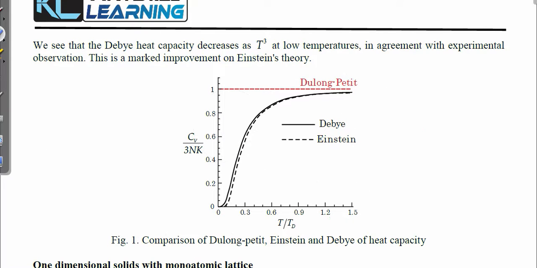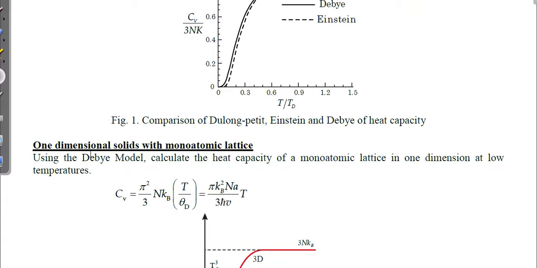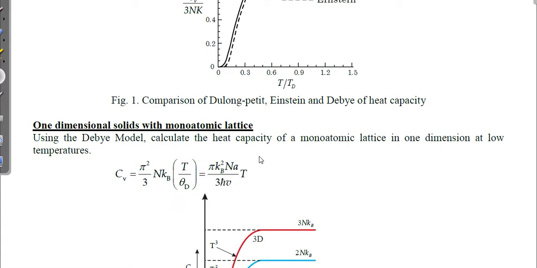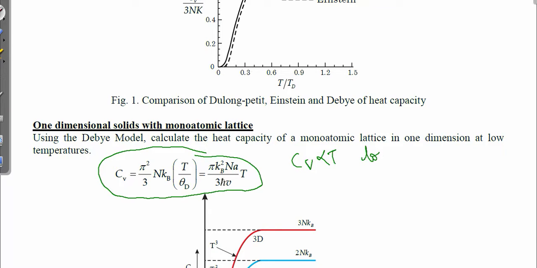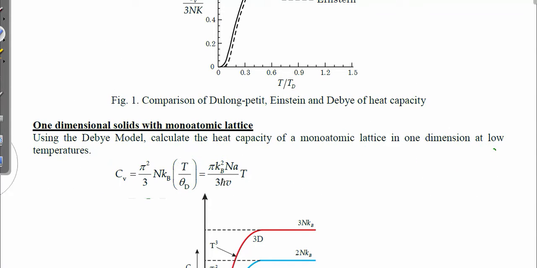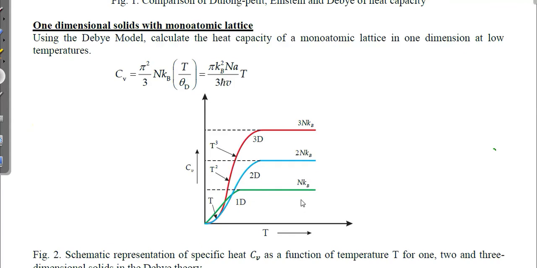Now the question comes: what will happen if the solid is a 1D solid or 2D solid? For a one-dimensional solid with a monatomic lattice, at low temperature it is given by this formula. The derivation can be found in advanced books. You see Cv is directly proportional to T at low temperature for 1D solids.